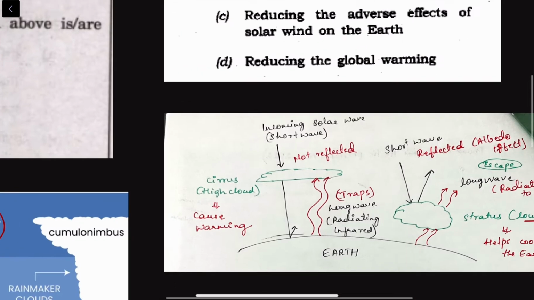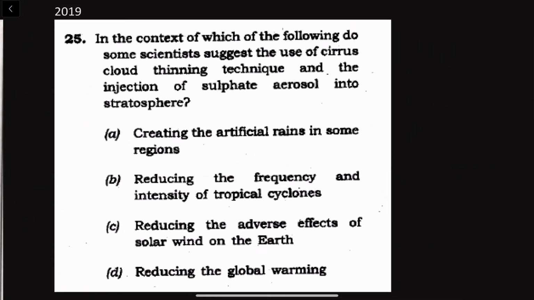And the PYQ that I was able to recall is the one which was asked in 2019. Just look at this. In the context of which of the following do some scientists suggest the use of cirrus cloud thinning technique? Cirrus cloud thinning technique and the injection of sulfate aerosol into the stratosphere. Here, one of the prospective technologies, the cirrus cloud thinning technique, is mentioned. When we understand why the cirrus cloud thinning technique is used, then we not only get the answer to this question, but it will also help to solve the ambiguity with respect to the 2022 question.